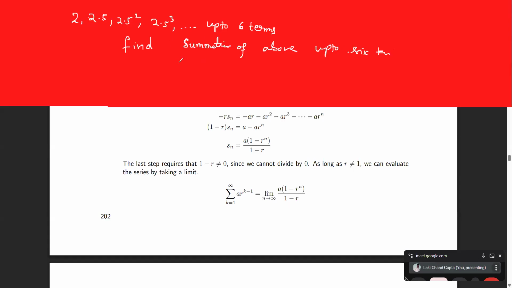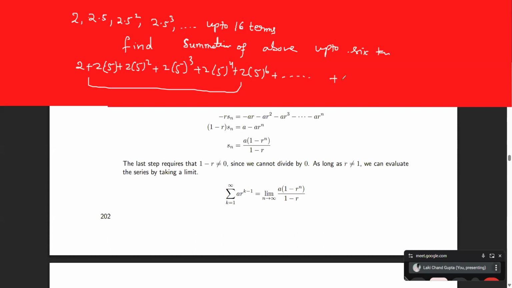So what will you do? You will add manually 2, 2 into 5, 2 into 5 square, right? 2 into 5 cube. So you can see these are up to 6 terms, right? But if I ask up to 16 terms, then it will be, right.